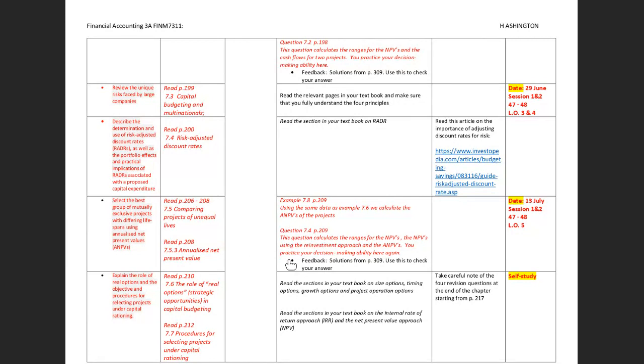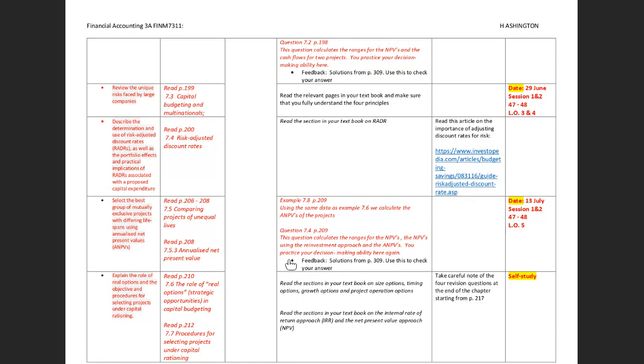So if you go to example 7.8, you'll see our steps for calculating annualized net present value that they've got in the textbook in the bullet points just before example 7.8. Step 1, calculate the net present value of the project using its given project life. So project 1 for 2 years, project 2 for 4 years.